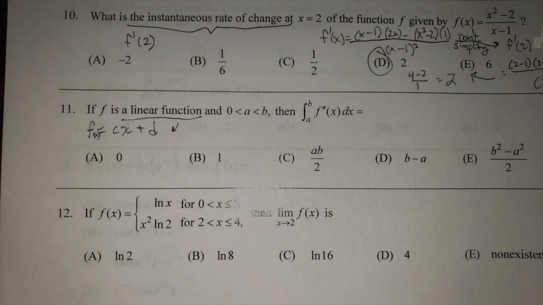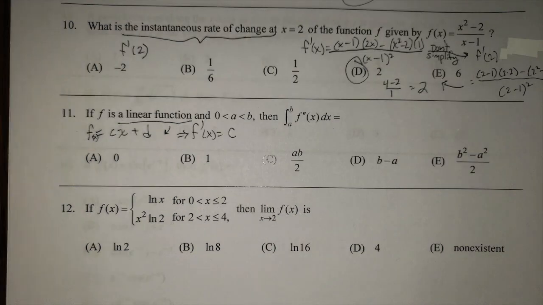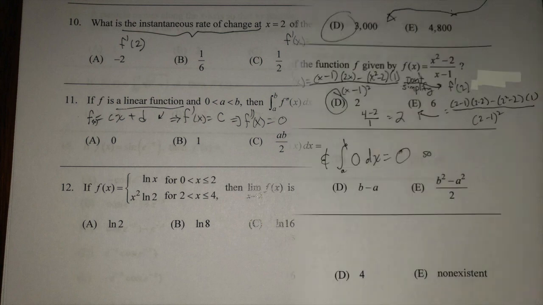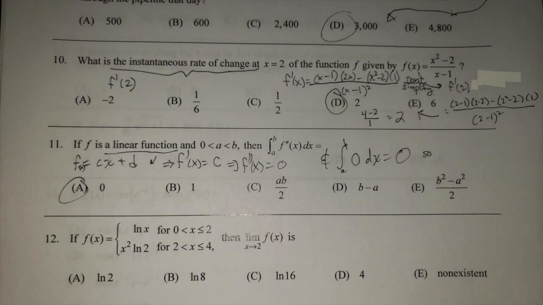For 11, if f is a linear function and we have the second derivative that we're integrating, that means we need to know something about the first derivative. So if f is a linear function, I just write out a basic generalization of a linear function, which is cx plus d. The derivative of that is going to be a constant. The derivative of a constant, as we covered in a previous question, is equal to 0. The integral of 0 from a to b is still going to equal 0, so our value of the integral asked about is always going to be 0.